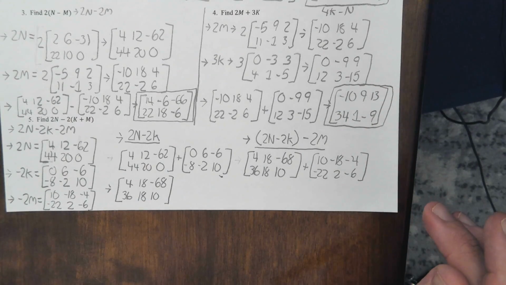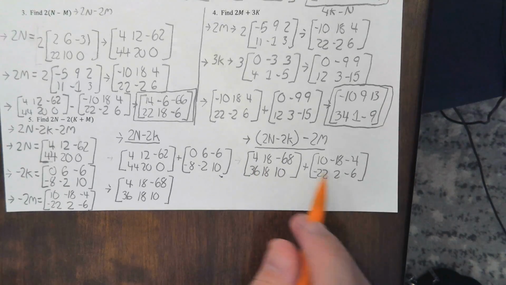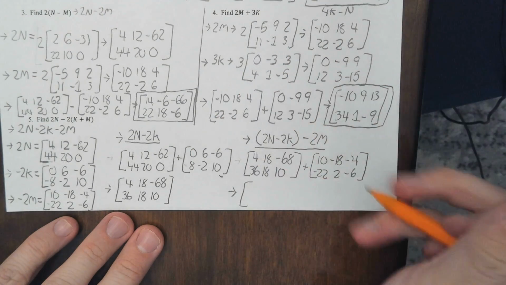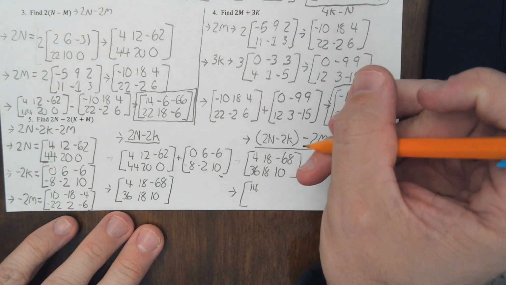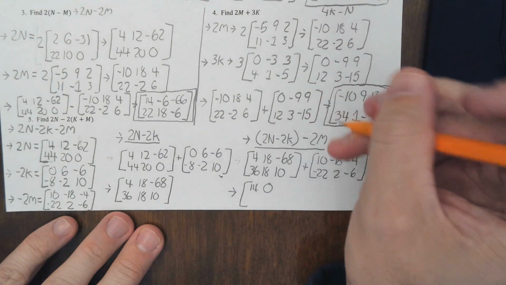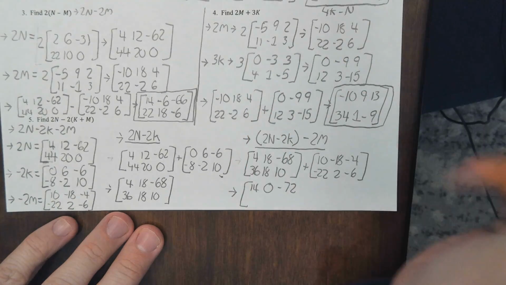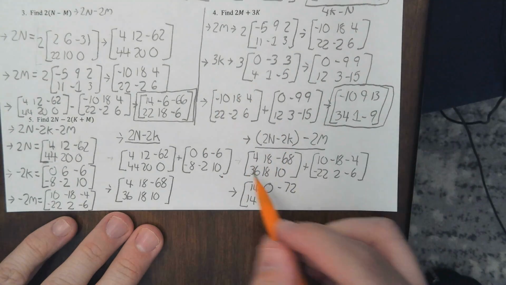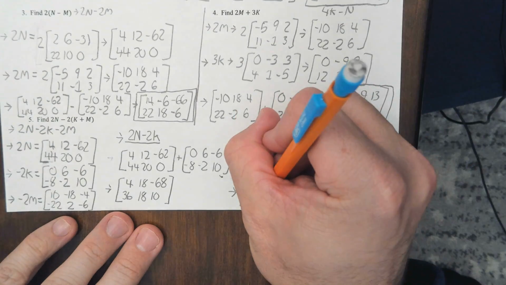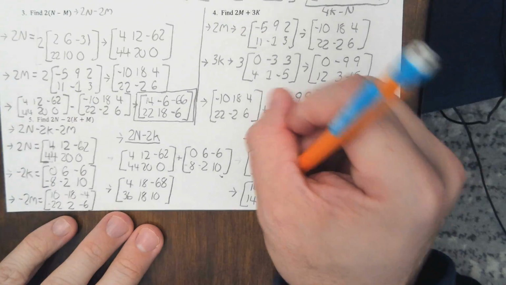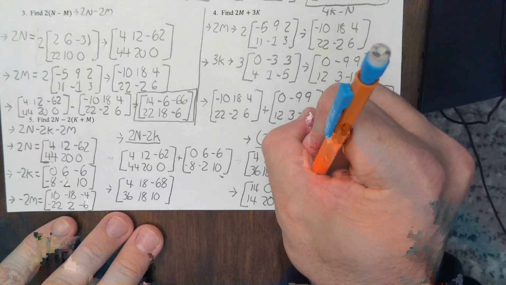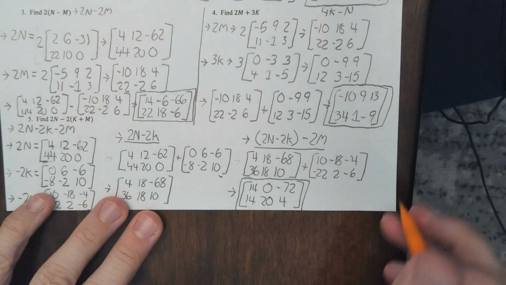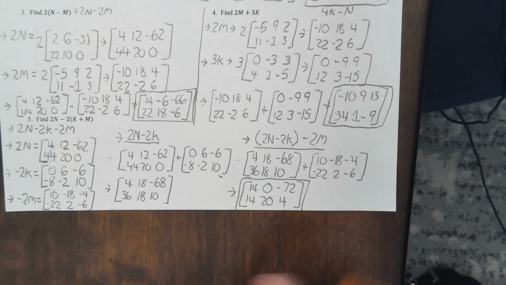Yeah, it's a long problem. We're almost done though. So now let's combine corresponding elements here. And so your final answer is going to be this. What is 4 plus 10? That's 14. 18 minus 18, 0. Negative 68 minus 4, negative 72. 36 plus a negative 22 is going to be 14. 18 plus 2, 20. 10 minus 6, 4. And there you go. That's your final answer right there.